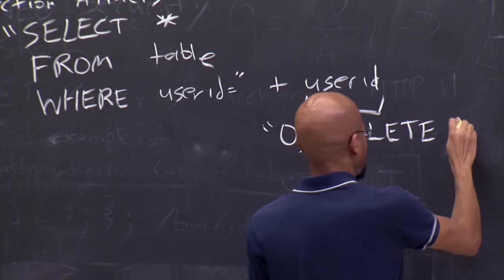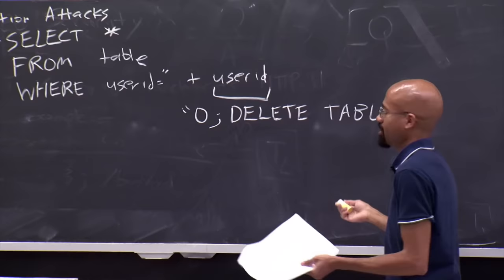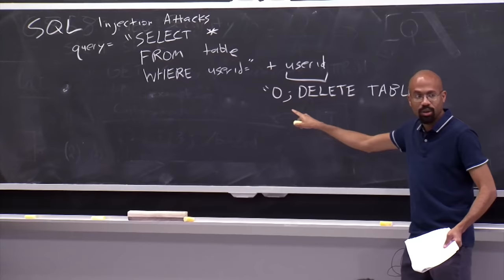Right, so what happens here? So basically the database server is going to say, okay, I'll set the user ID to 0, semicolon, here's the start of a new command, delete table. Okay, cheers, there goes your table, right, and you're done.